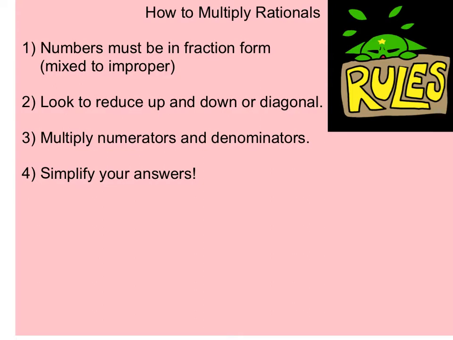The first thing that you need to do is make sure that all of your numbers are in fraction form. That means if you have any mixed numbers, make sure you change them to improper fractions. And also, if you have any whole numbers, like the number 5, make sure that you write that in fraction form. So you would want to write that as 5 over 1. Once you have all of your numbers in fraction form, you're going to look to reduce your problem either up and down or diagonally. We'll talk more about this later. Then you simply multiply your numerators together, multiply your denominators together, and then simplify your answers.